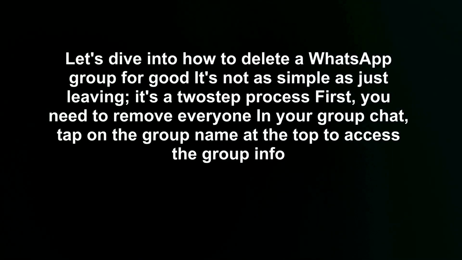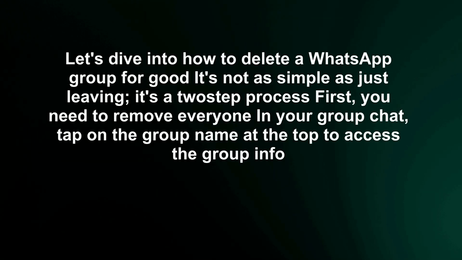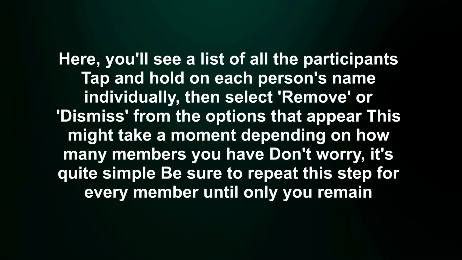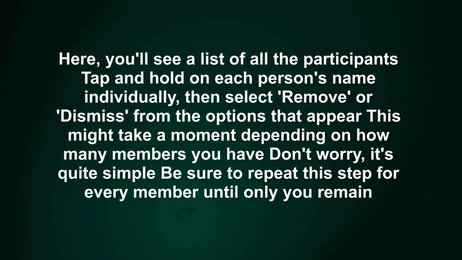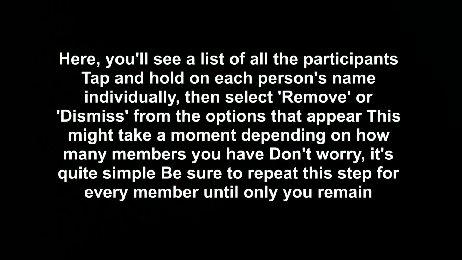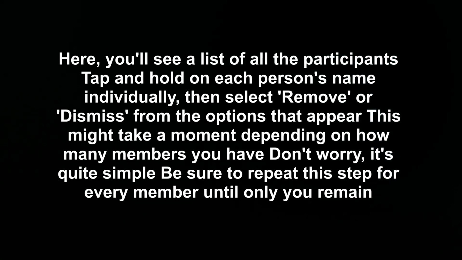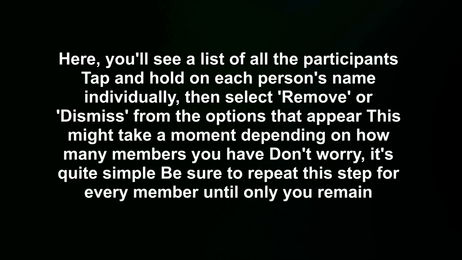It's a two-step process. First, you need to remove everyone in your group chat. Tap on the group name at the top to access the group info. Here, you'll see a list of all the participants. Tap and hold on each person's name individually. Then select Remove or Dismiss from the options that appear.